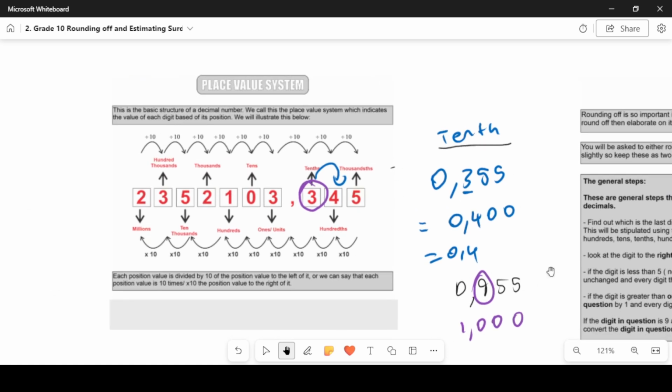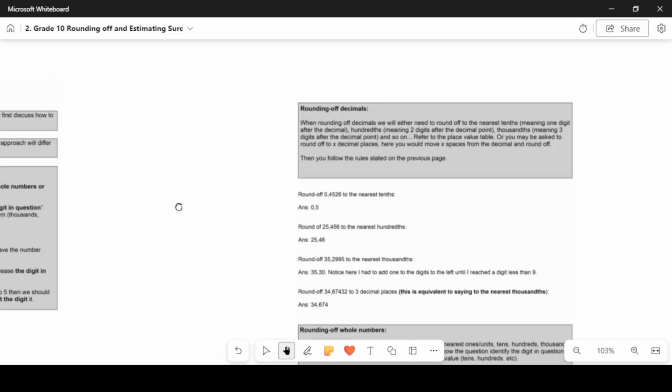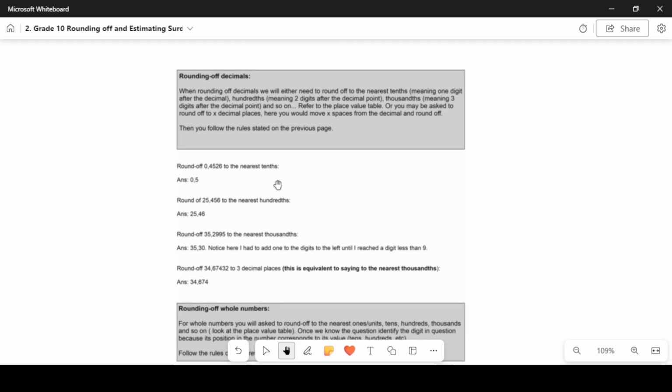And please, I want you to take down all of these notes so that you have access to them even at grade 11. Right, so let's look at this. Rounding of decimals. When rounding of decimals, you will either need to round off to the nearest tens, meaning 1 digit after the decimal, hundreds, meaning 2 digits after the decimal point, thousands, meaning 3 digits after the decimal points, and so on. Refer to the place value table.